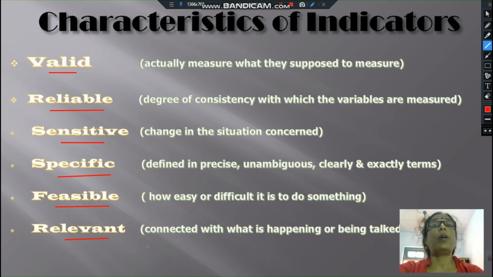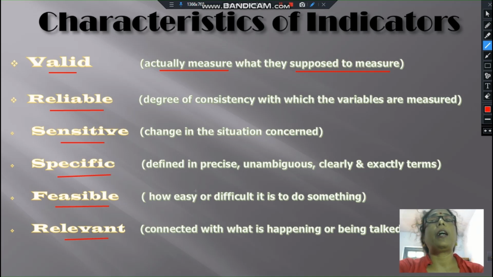Valid. What is valid? They should actually measure what they are supposed to measure. It must have statistical validity, an accurate measure of a behavior, practice, task, that is the expected outcome of the interventions. That means the result satisfies the objectives.